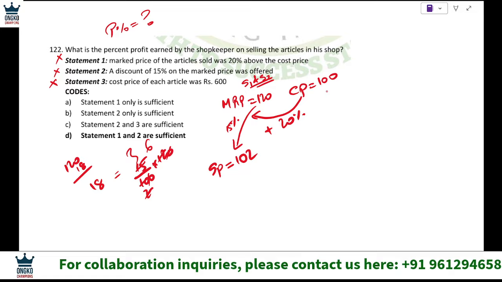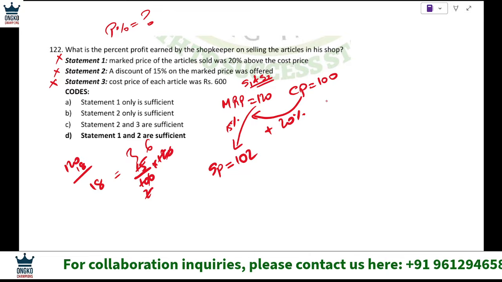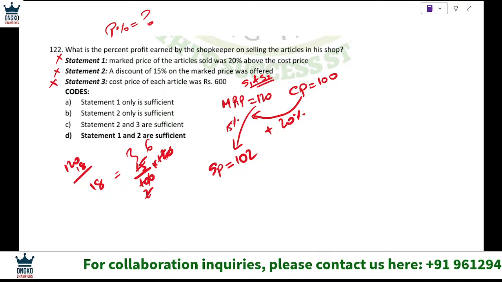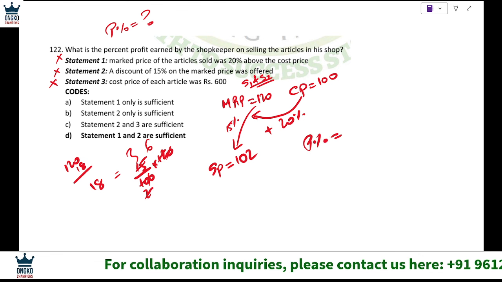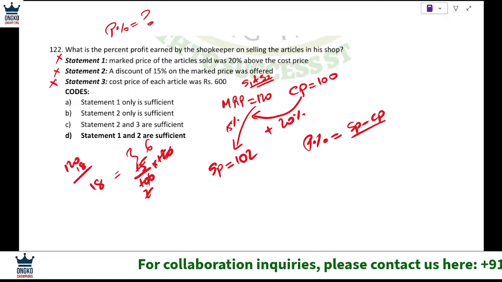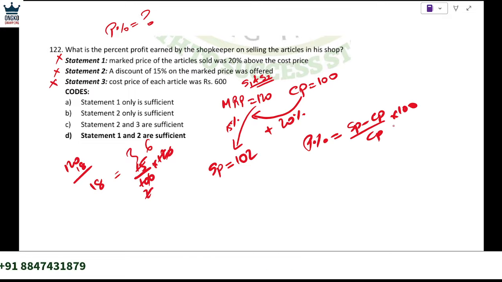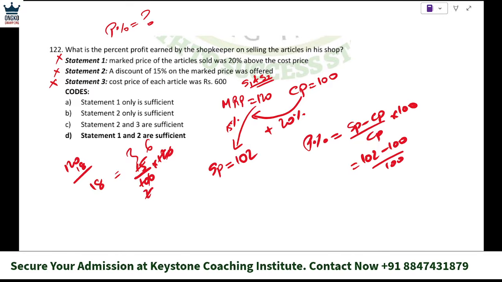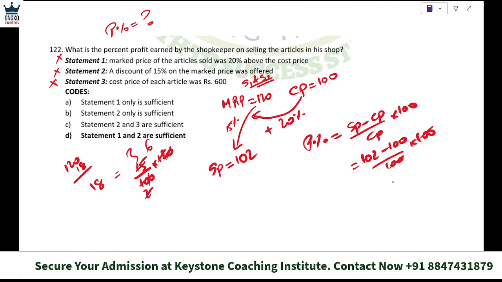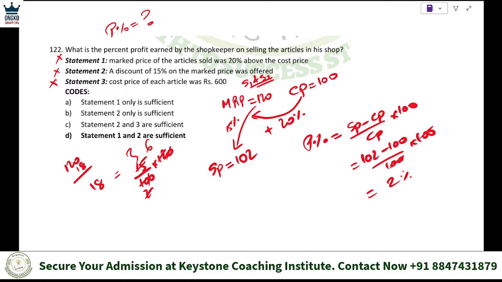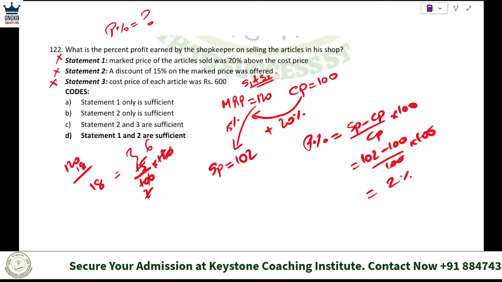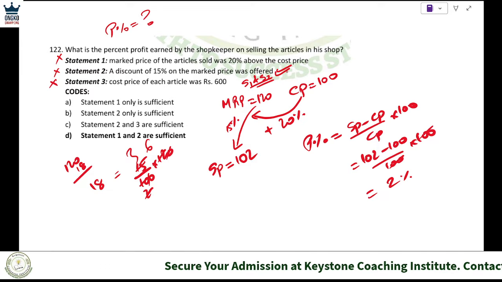So even if it is not the exact amount, we can definitely find the profit percent. Profit percent is selling price minus cost price by cost price into 100. So 102 minus 100 by 100 into 100, cancel, then this becomes 2% profit. But this might not be the exact amount also. It is possible to find. So statements 1 and 2 together are possible.